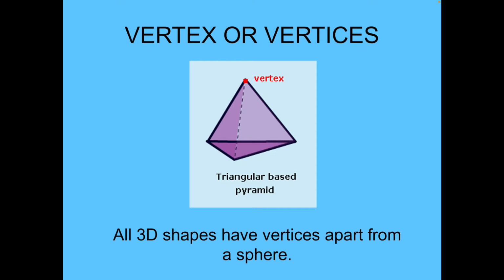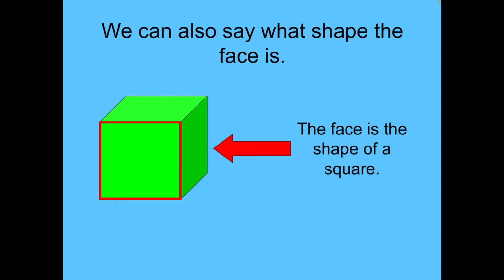1, 2, 3, 4 vertices. Can you spot them? We can also say what shape the face is. So this 3D shape, the face is the shape of a square. It has 6 square-shaped faces.